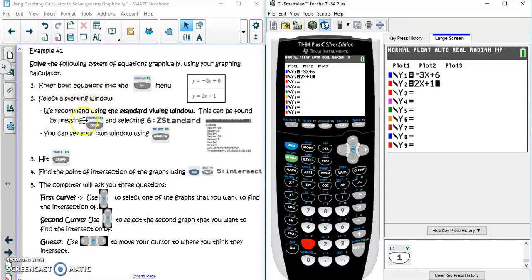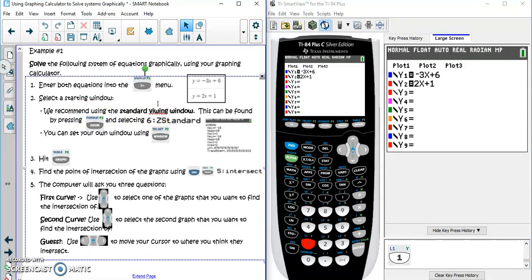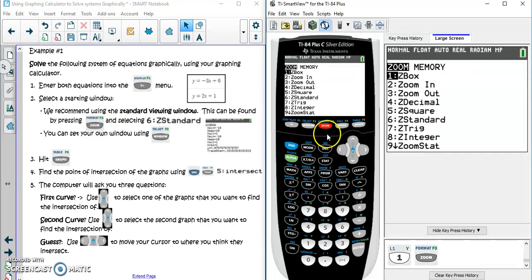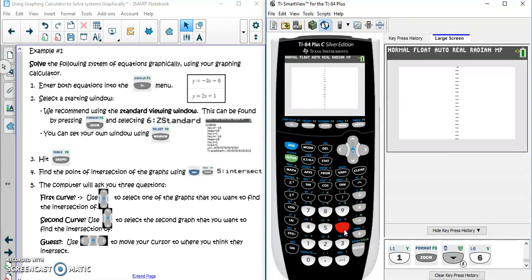What we need to do is select a starting window. Now, like when we did this with scatter plots, we recommend just using the built-in starting window. The standard viewing window can be found by first pressing the zoom button, which is in the same place that you found the zoom stat. So I'm going to hit the zoom button. And then when we're graphing something, the best option is going to be option 6, which is zoom standard. You can either scroll down to number 6, or you can just hit the 6. And it should bring you to a graph that looks like this.